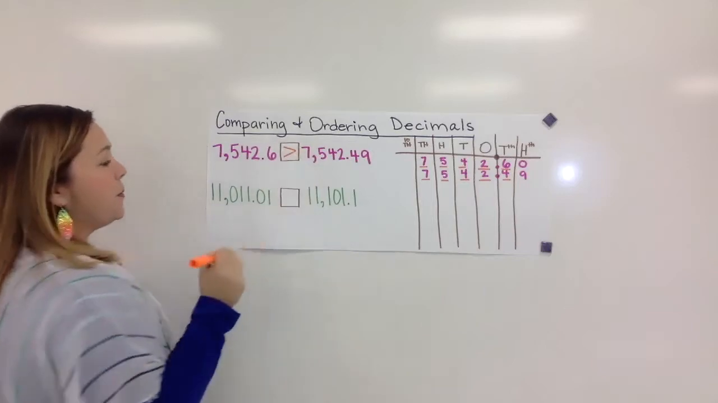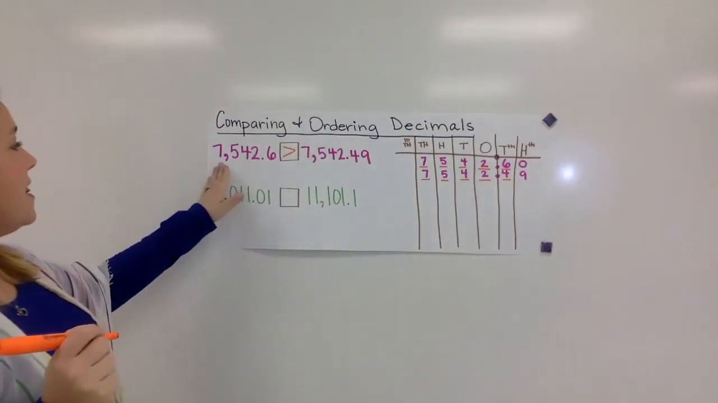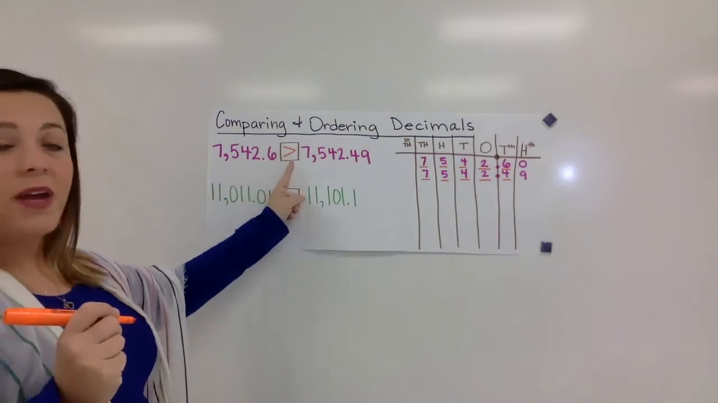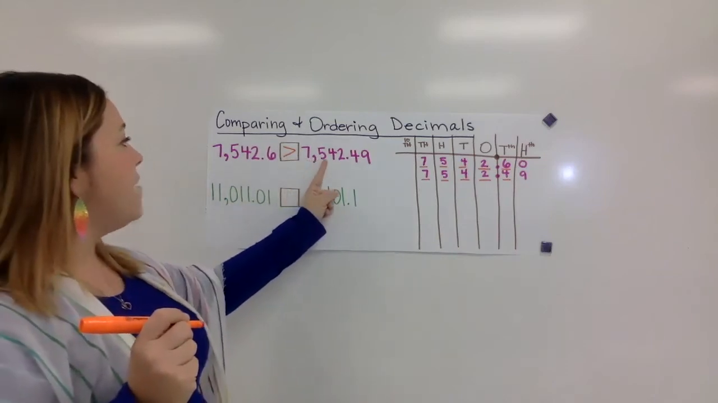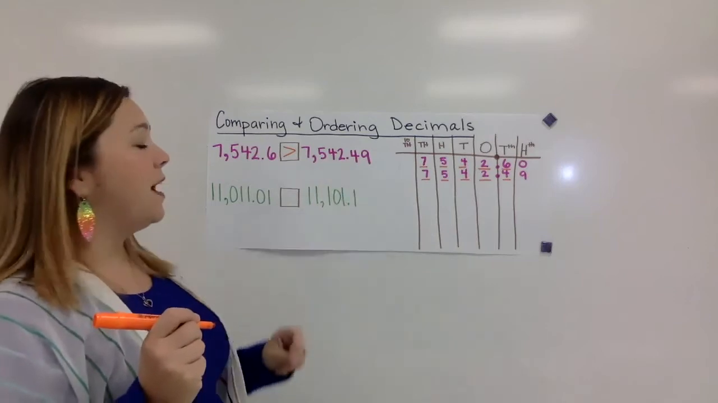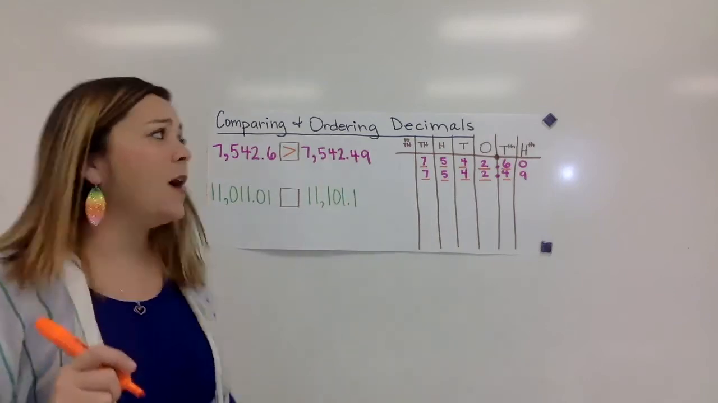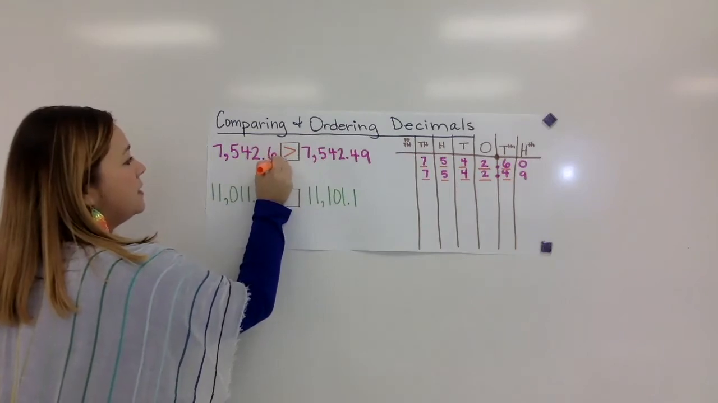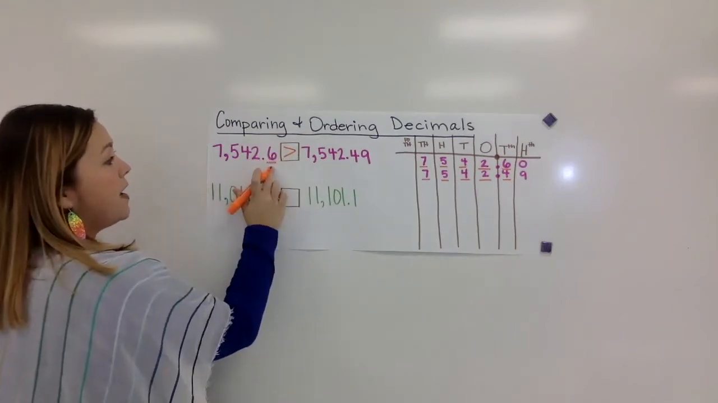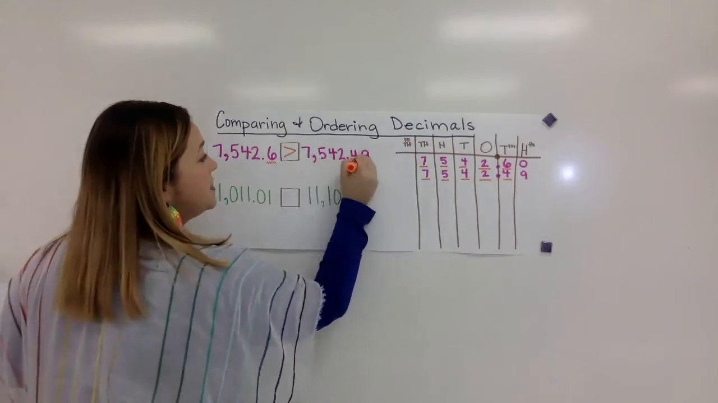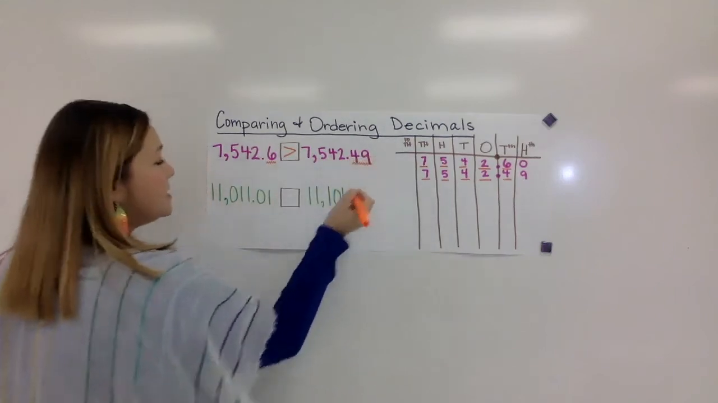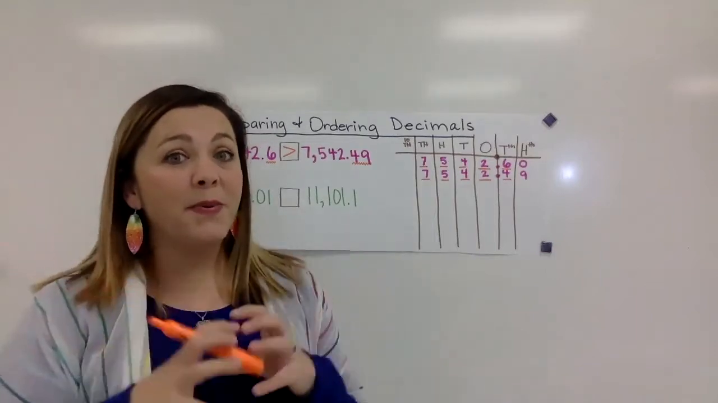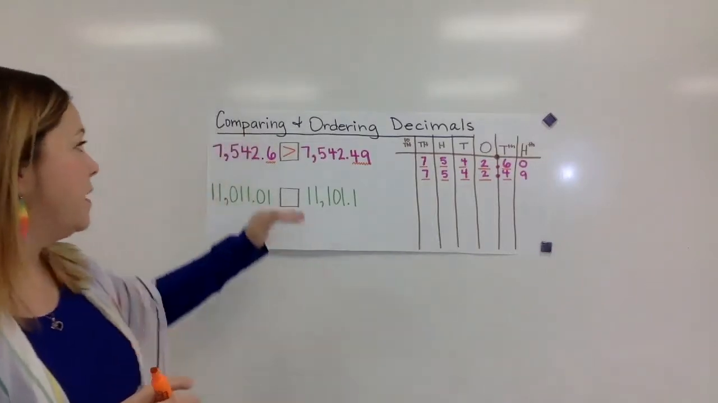So that means I will come here and in the box, I am going to put a greater than symbol because 7,542 and 6/10 is greater than 7,542 and 49 hundredths. So again, I want you to notice that just because a number has less digits in the decimal places does not necessarily mean that that number is smaller. Okay, so keep that in mind.